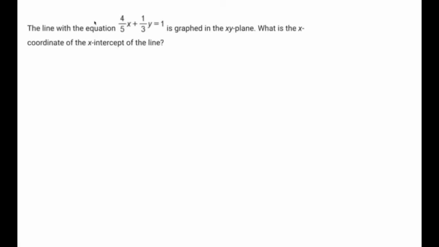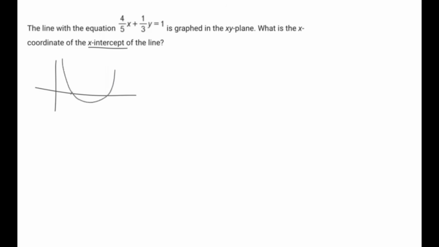The line with the equation 4/5 x plus 1/3 y equals 1 is graphed in the xy plane. What is the x-coordinate of the x-intercept of the line? So we're looking for the x-coordinate of the x-intercept of the line. The x-intercept is where, let's say you graphed, I'm just going to write a random equation, let's say we have a quadratic.